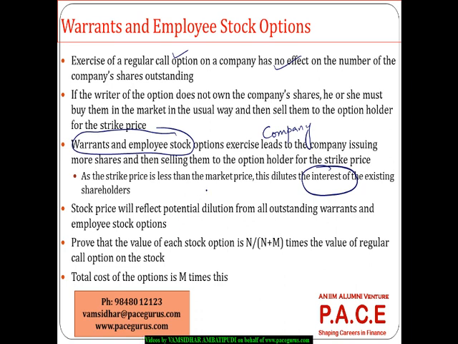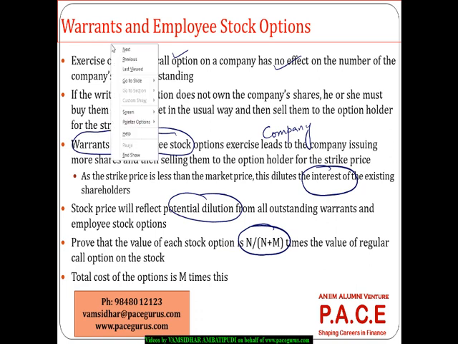And if I want to find out to what extent it dilutes, the simple logic says the stock price is already updated with the potential dilution from all the outstanding warrants and employee stock options. Probably what I really want to know is the value of the employee stock option in relation to the regular call option, the market based call option versus the employee stock option. What is the typical pricing difference between the two?